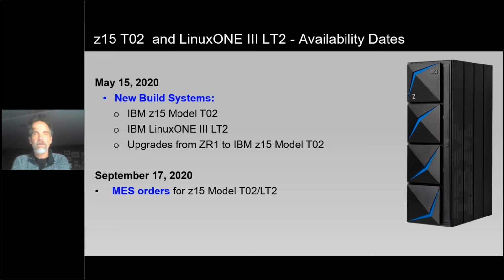Availability. The processor was made available in May. So you see new build systems, the T02, the LT2, and upgrades from the ZR1 to T02 were available in May. As is usually the case on a newly announced technology, there is a window where you're not permitted to do MESs. For instance, if you brought in a configuration, you found you needed more of something, you're prohibited from doing that until mid-September. So MES orders for features within an originally ordered box, you can do that beginning mid-September.